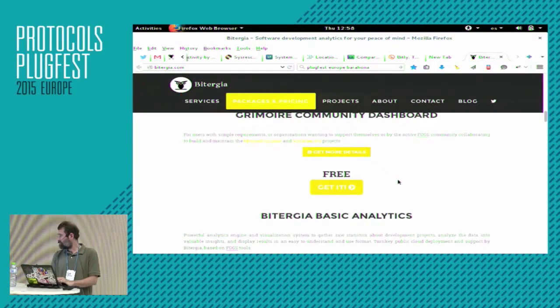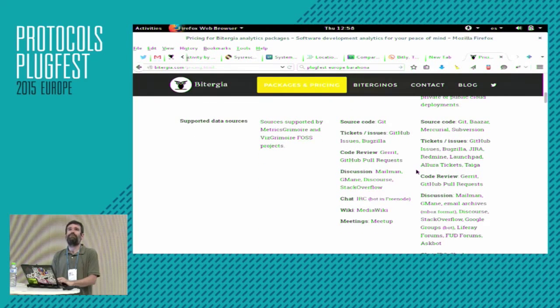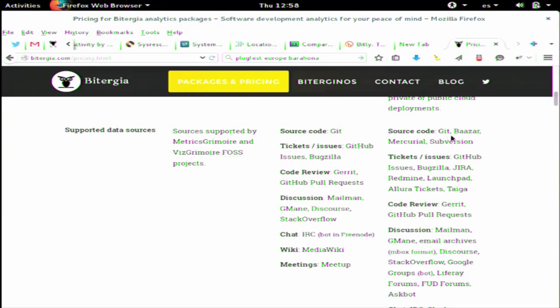What source code management system, what bug tracking system, and what review system do you have? Connectors for data gathering? Pretty much all of them. There is a list on the Bitergia website. Basically, everything which is supported is there. You have the packages, the pricing, and so on. But go to get more details, and everything which is here is supported with free software, and you can get the free software.